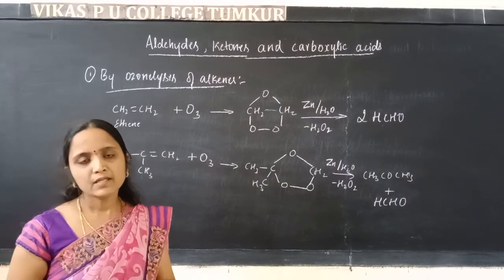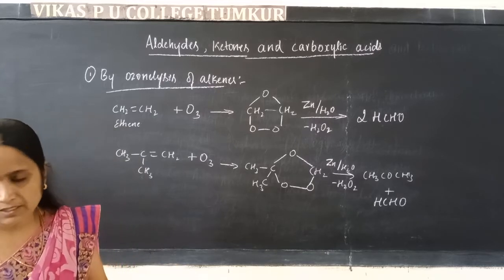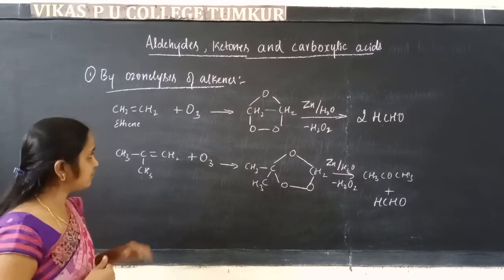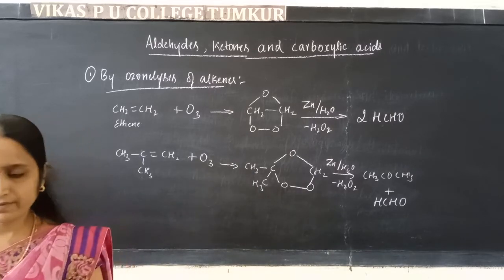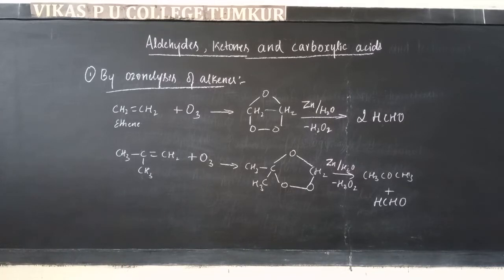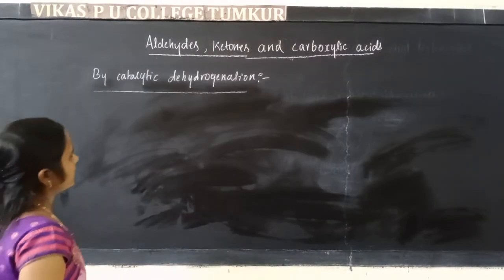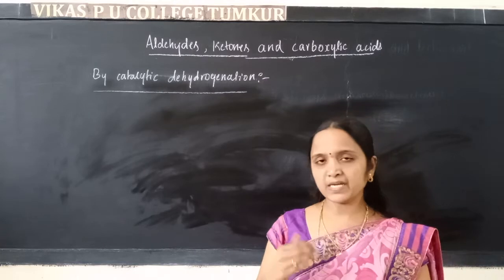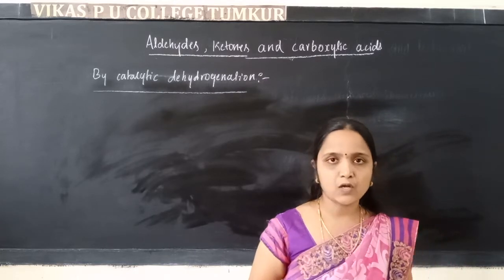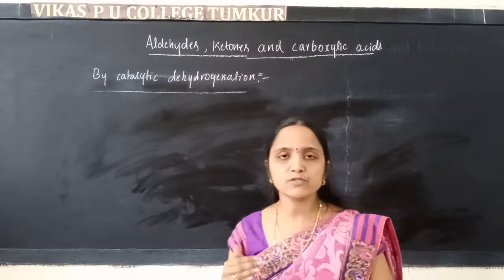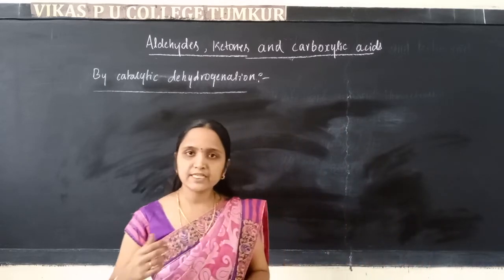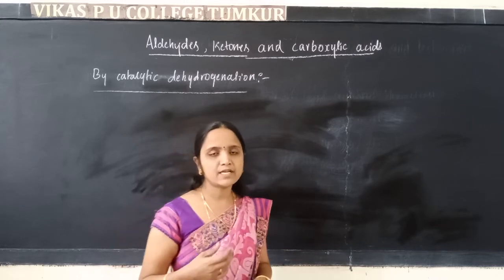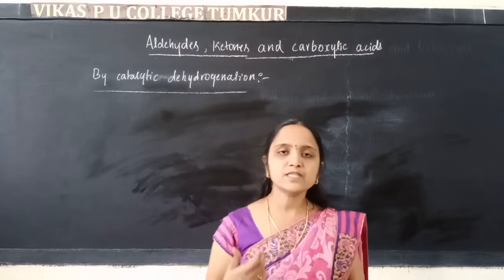The next method we are going to discuss is catalytic dehydrogenation of alcohols. Aldehydes are obtained when the vapors of primary alcohols are passed through heated copper at 573 Kelvin, or you can say 300 degrees Celsius, to give the aldehydes.